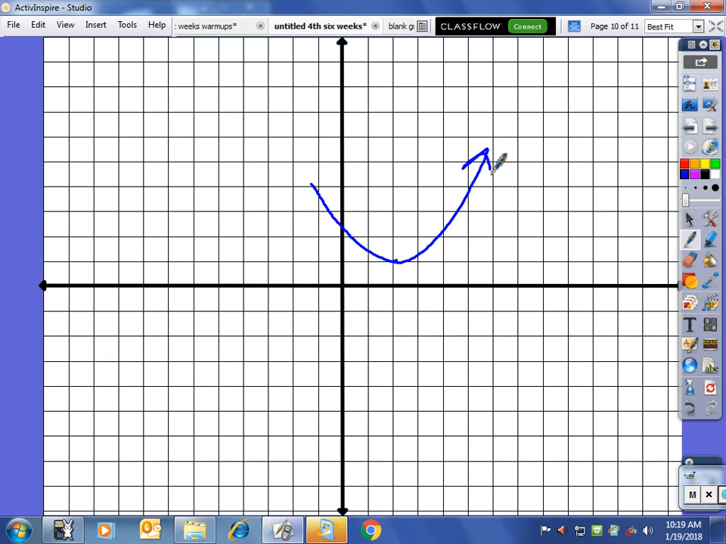Look at this one. Here's my vertex at (2, 1). Again, if I'm talking about range, I don't care about x values. I care about y values. y is greater than or equal to 1, because my lowest y value is this 1 right here, and all the other y's are above it. All the other y's are greater than or equal to the 1.